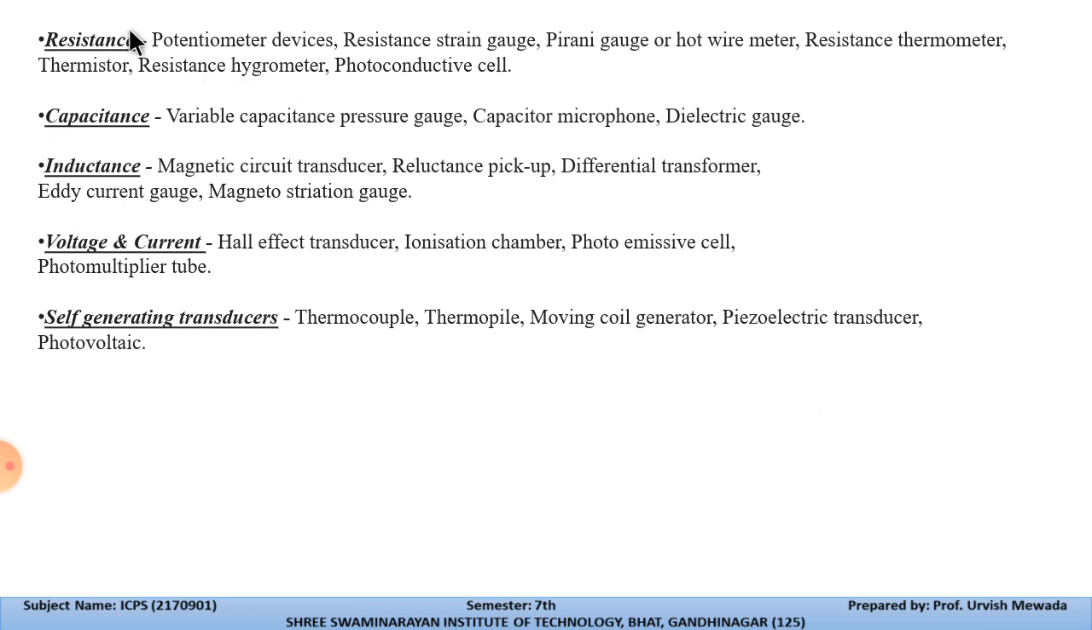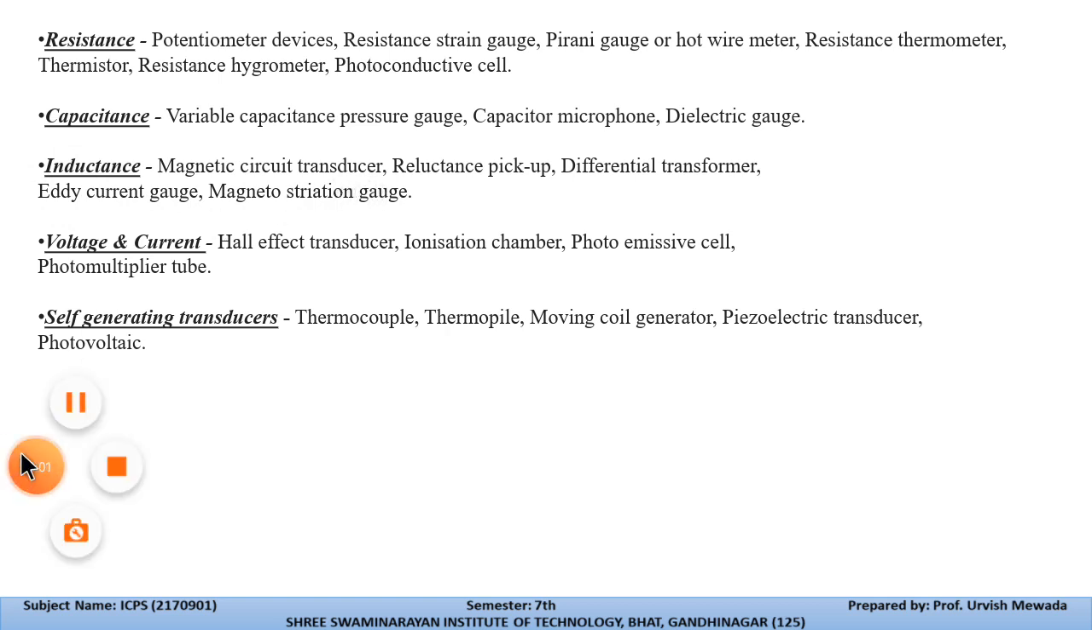These are some other transduction principles that we already discussed. For resistance transduction, we use strain gauge, thermistor, resistance hygrometer, and photovoltaic cell. For the capacitive transduction principle, we use capacitance pressure gauge, capacitor microphone, and dielectric gauge. So generally we use the operating characteristic of a capacitor while we measure the physical quantity with the help of such elements.